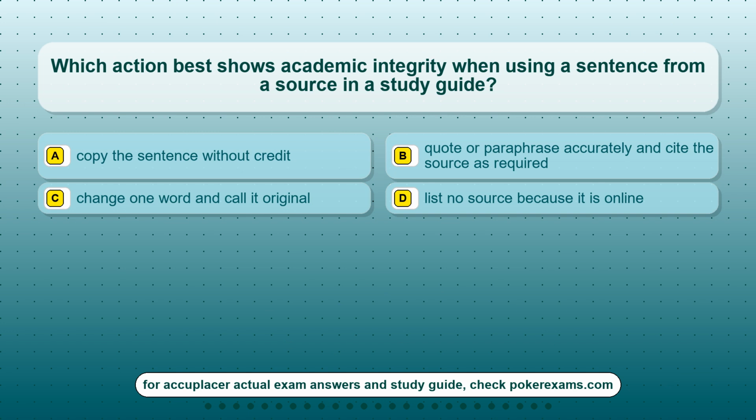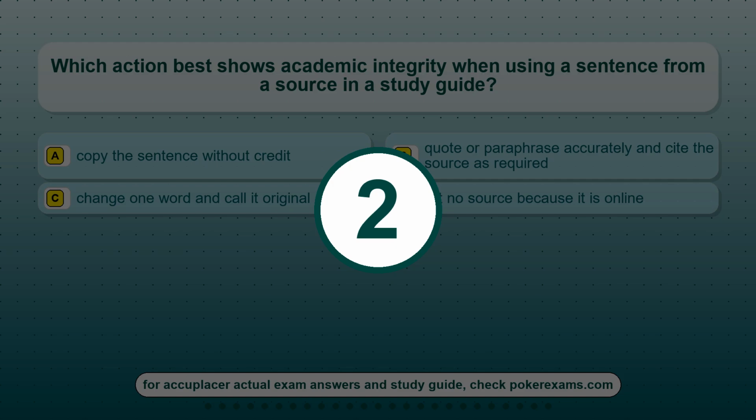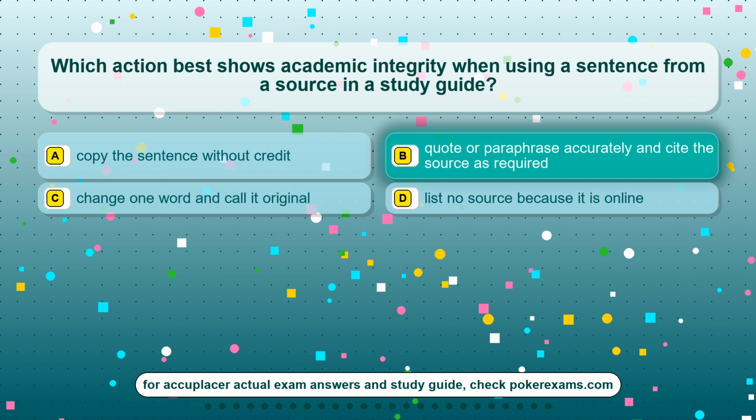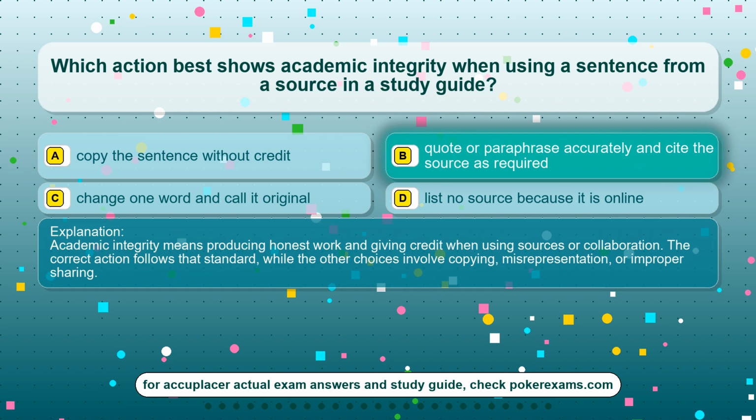Question 13. Which action best shows academic integrity when using a sentence from a source in a study guide? Option A. Copy the sentence without credit. Option B. Quote or paraphrase accurately and cite the source as required. Option C. Change one word and call it original. Option D. List no source because it is online. The correct answer is option B. Quote or paraphrase accurately and cite the source as required. Academic integrity means producing honest work and giving credit when using sources or collaboration. The correct action follows that standard, while the other choices involve copying, misrepresentation, or improper sharing.